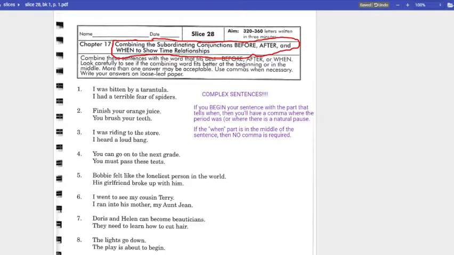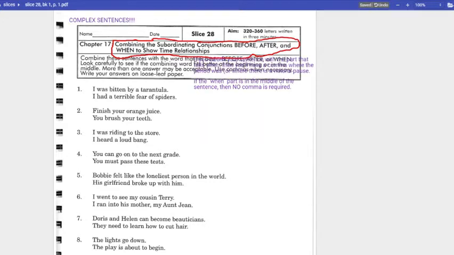Okay, so here is the big lesson out of this. If you begin your sentence with a part that tells when, then you'll have a comma where the period was. But you'll also just hear a natural pause, so you'll just kind of know there's a comma that needs to go there. Another way to think of it is if you begin your sentence with a part that tells when, where, if, although, unless, because, or as, then you'll have a comma after that part. However, if the when part is in the middle of the sentence, so if you put your subordinating conjunction in the middle of a sentence, then you will not need a comma. All right, so let's go ahead and see this in action.